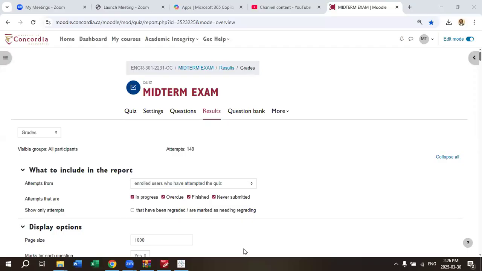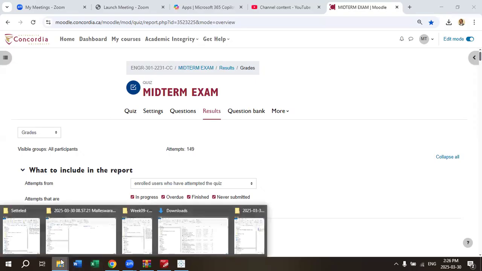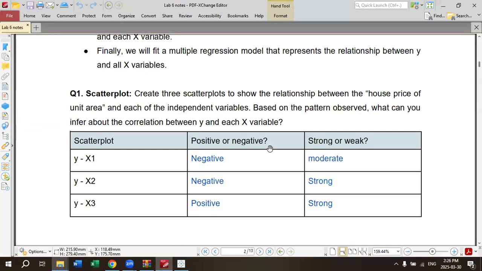I clicked on the record button and I'm sharing the screen with you to continue recording question number 2 for Lab 6, the last lab. So I'm going to open my lab notes. Lab notes is already here. We already completed the first question.